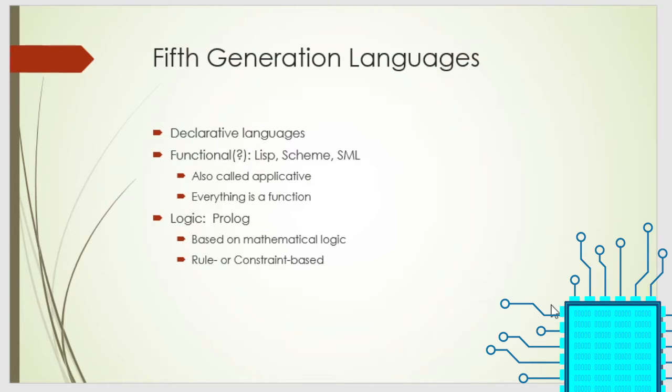The fifth generation languages are further classified into declarative languages, functional languages, or logic languages. Functional language examples are Lisp, Scheme, and SML, which are also called applicative. Here, everything is expressed as a function. In logic programming, an example is Prolog, which is based on mathematical logic, containing rules or constraints.